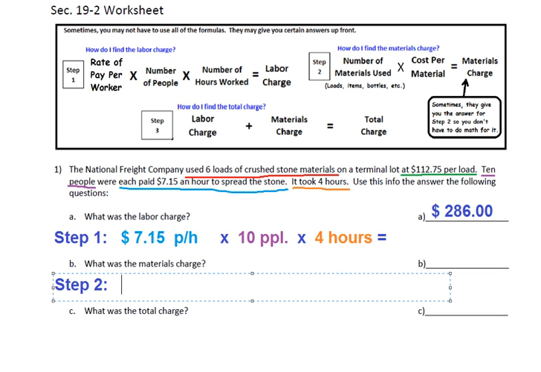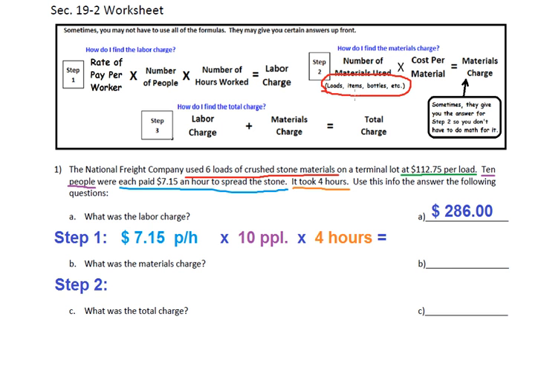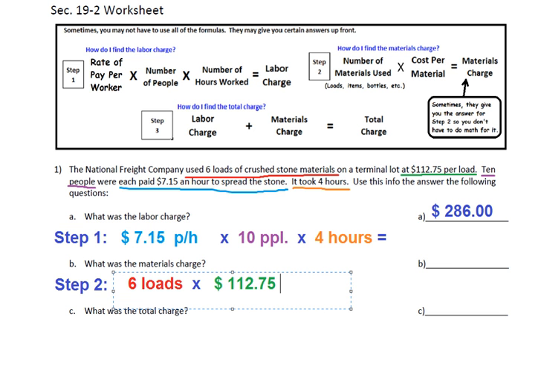Step 2 asks, what was the number of materials used? And I don't know if you noticed this, but right underneath it says loads, items, bottles, etc. So we're looking for something along those lines. What was the number of materials that were used? And if you're looking where I'm looking, we see it in red, and it is 6 loads. And what we're going to do is multiply that times the price per load. That's right, the price per load.